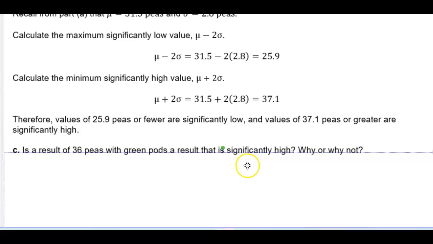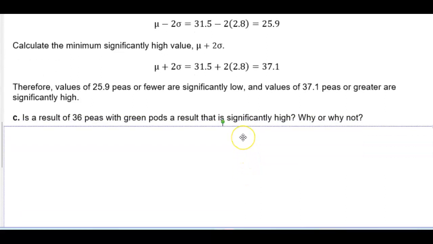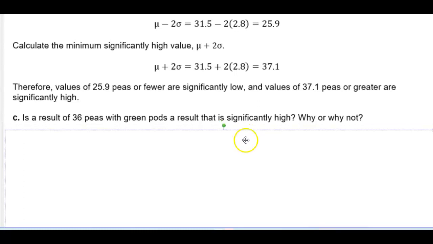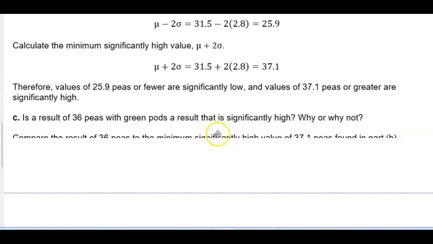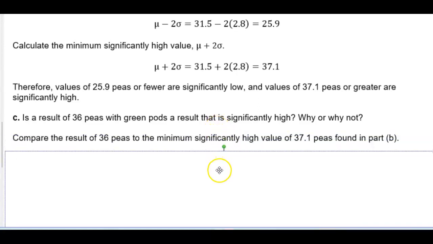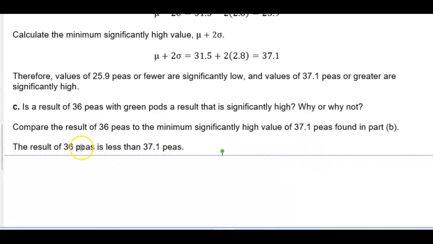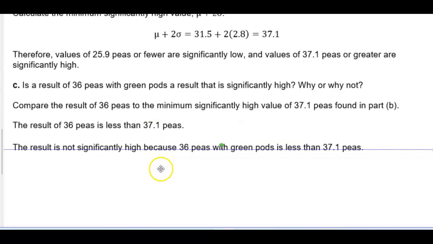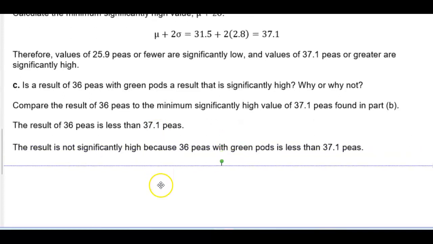Now in part C it says, is a result of 36 peas with green pods a result that is significantly high, and why or why not? Well, we want to compare the result of 36 peas to the minimum significantly high value of 37.1 peas that we found in part B. Well, 36 is less than 37.1, and therefore the result is not significantly high because 36 peas with green pods is less than 37.1 peas.